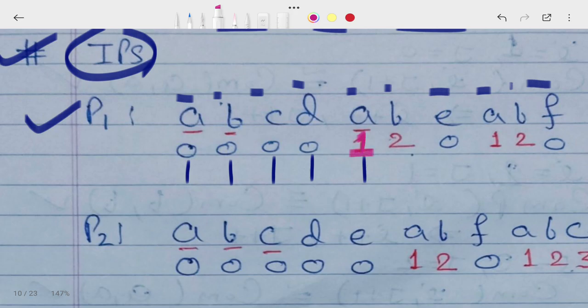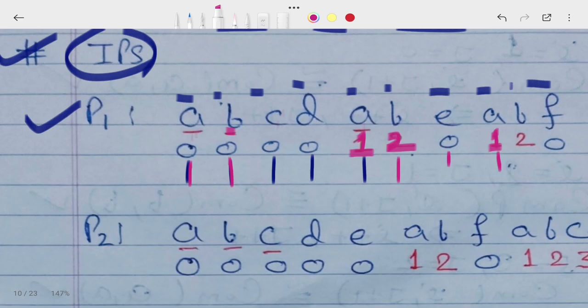Done. Now next is B. After A, what is the text B? This is also repeated. So I will write 2. This is a new text that is repeated, A, B. Done. Now next is E. E is not there after B. So I will just leave it. And after that A. You can see A is repeated. So again A is repeated. I will write 1.